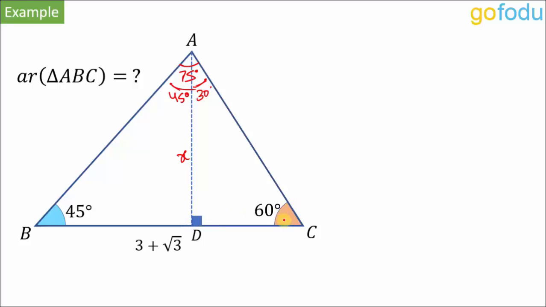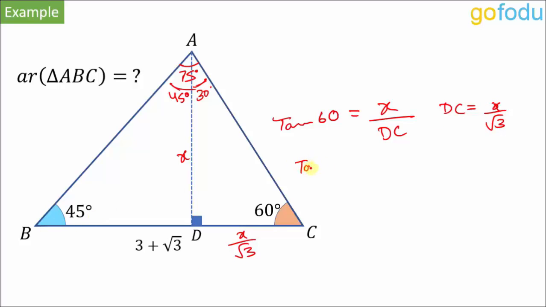So tan 60 is what? Perpendicular, that is x, upon base, which is DC. Tan 60 is root 3. So DC will be x upon root 3. Now here, tan 45 will be perpendicular, that is x upon BD. Tan 45 is 1, so x upon BD is 1. So BD is equal to x.